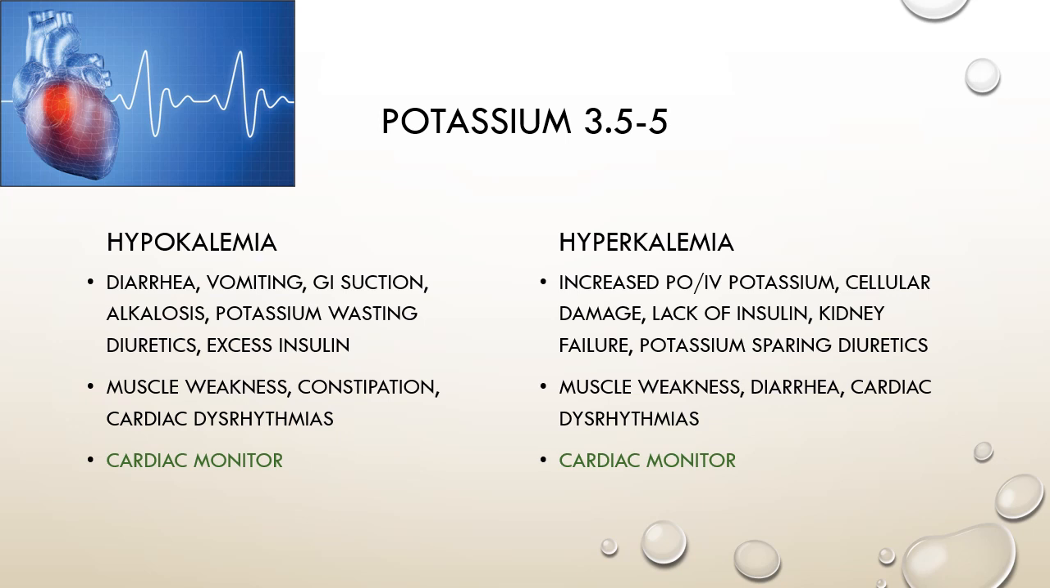The maximum dilution is at 1 milliequivalent in 10 milliliters, and typically it's run at 5 to 10 milliequivalents per hour. If it's faster than 10, they need to be on a cardiac monitor, and most places will not administer potassium faster than 20 milliequivalents per hour. There are some ICUs that will go up to 40.